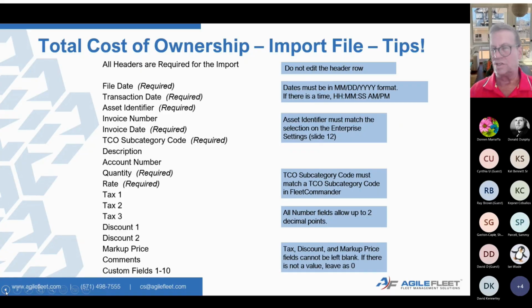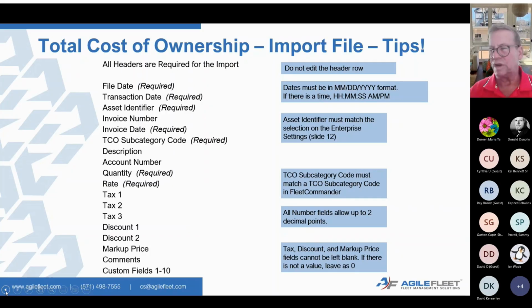Your codes must match. So when you think about subcategory codes, they have to match the subcategory codes that exist in FleetCommander. Again, codes are codes, right? We're not looking for description. So when you think about creating new subcategory codes, it's always important to make sure that your codes are meaningful and logical and as short as you can make them. That's why we created a description there as well.